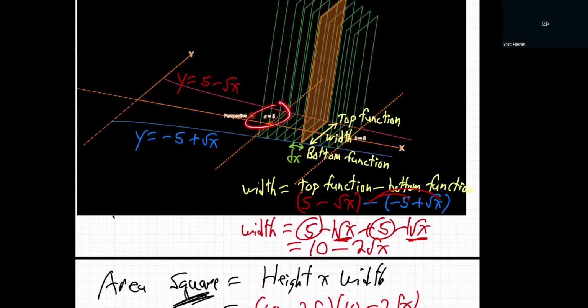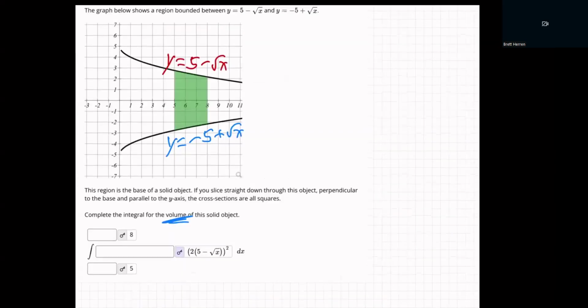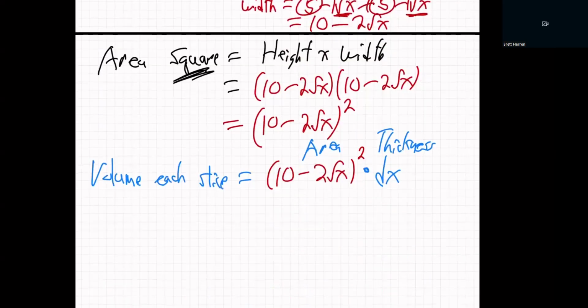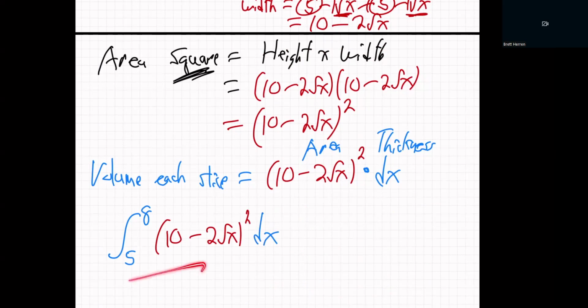You can see right here, it starts at 5, goes to 8, right? In the original picture, we're going from 5 to 8. We're going to take the integral from 5 to 8. We're going to add up these volumes. 10 minus 2 root x squared dx. And there we go. There's the setup. We're not going to actually compute the answer. We're just going to stop right there.